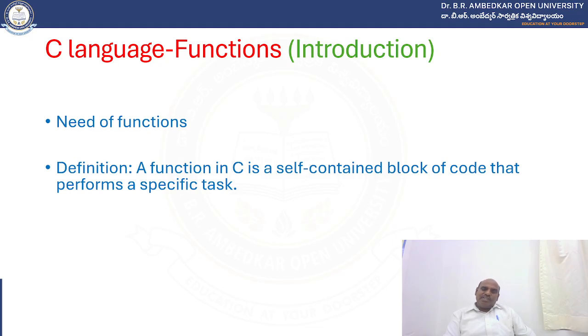Using functions, we can divide the set of instructions into sub-parts. We can identify and understand the program very easily, execute the program very easily, identify the errors very easily, and modify the program very easily. That's why we are using functions. That is the need of functions, because modifying, identifying errors, writing, and reading are all very easy.